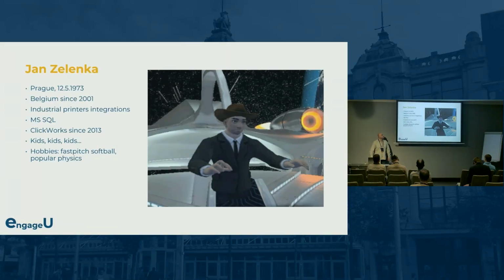Let's have a few words about myself. Yeah, 1973. The great thing about the year of birth is that it never changes, unlike your age. So that's my depressive part. I'm in Belgium since 2001. I come from Czech Republic. And my first line of business was industrial printers, integrations, all barcodes, pallet labelers. I configured software for these types of machines. And our primary environment was SQL Server, but it's like really almost 20 years ago.